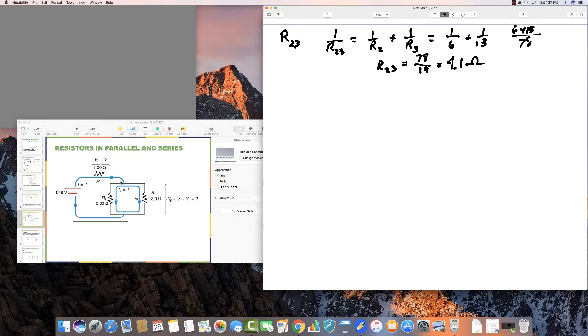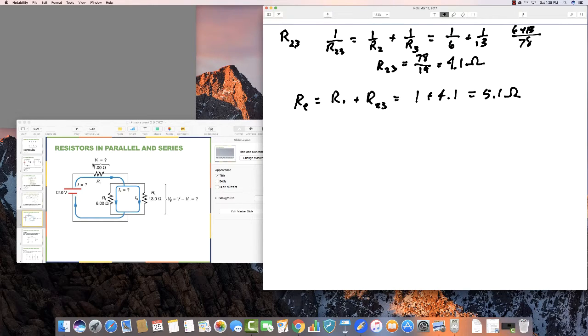Now what that means is that if you substitute these two resistances for a single resistance, it's going to be 4.1 ohms. Now the equivalent resistance for this whole circuit is going to equal this. So R equivalent is going to equal R1 plus R2,3, because those are in series. And so that's going to be 1 plus 4.1, or 5.1 ohms.